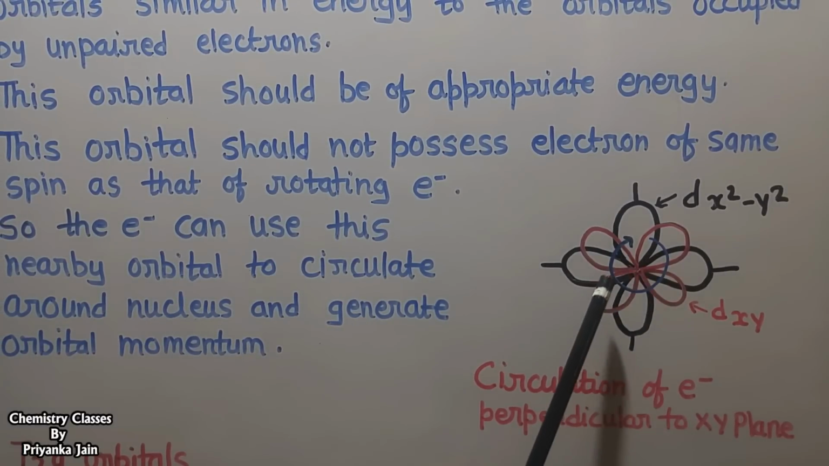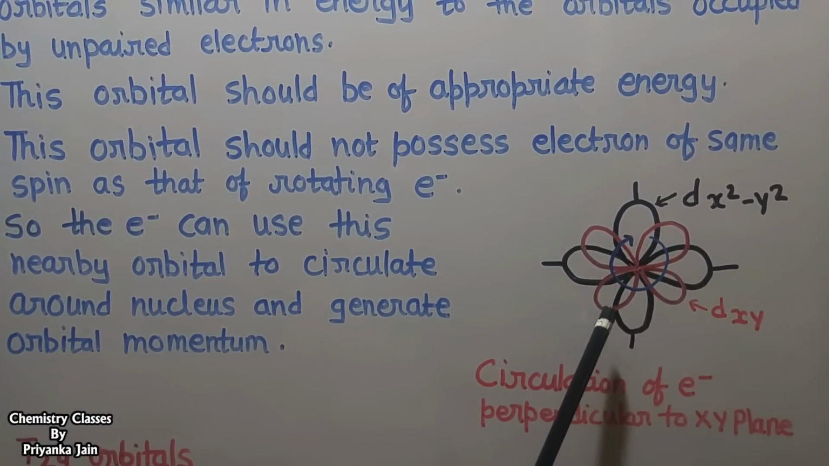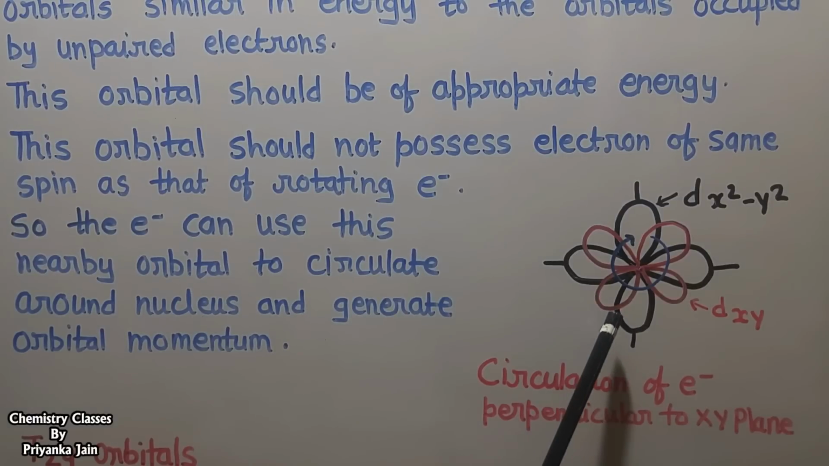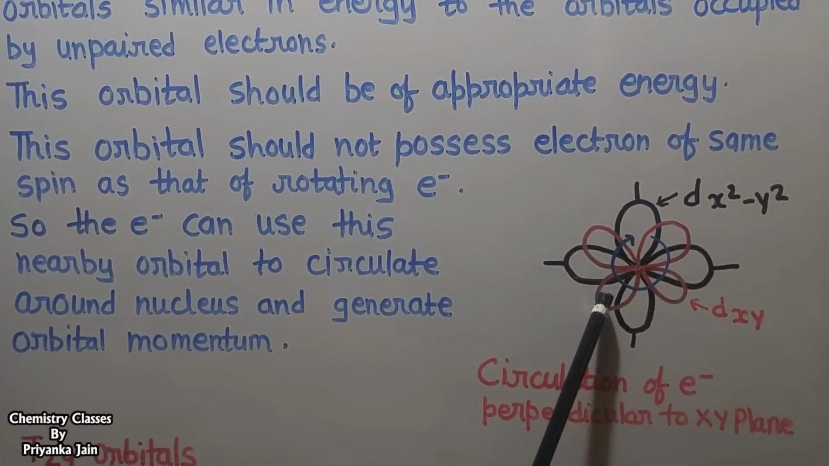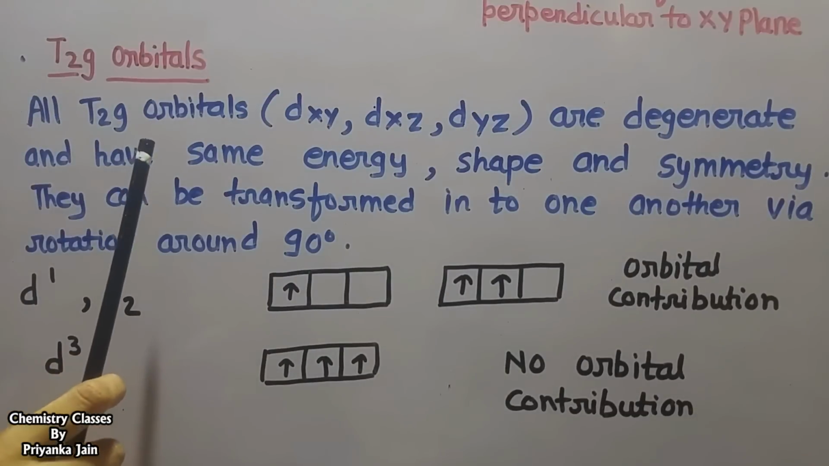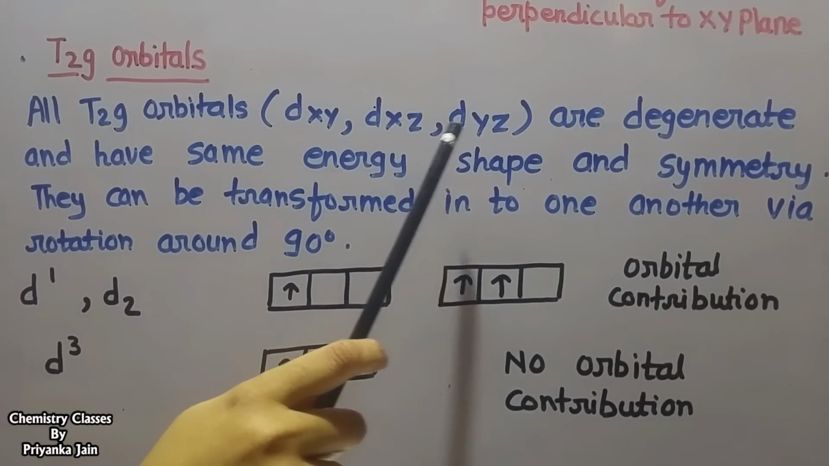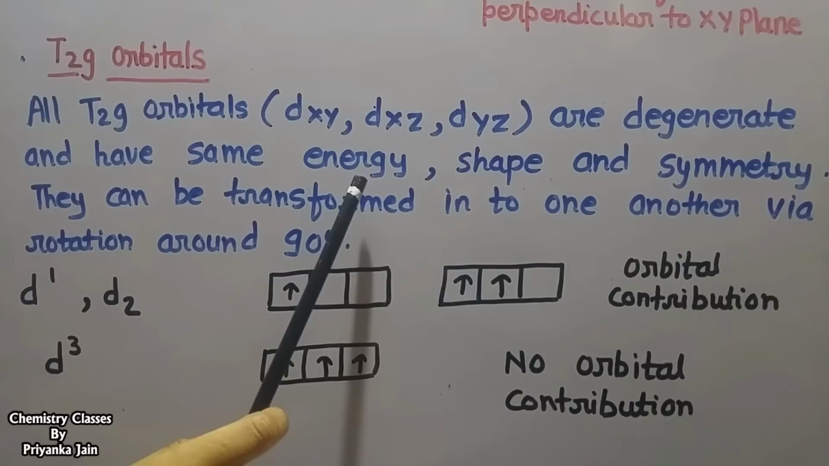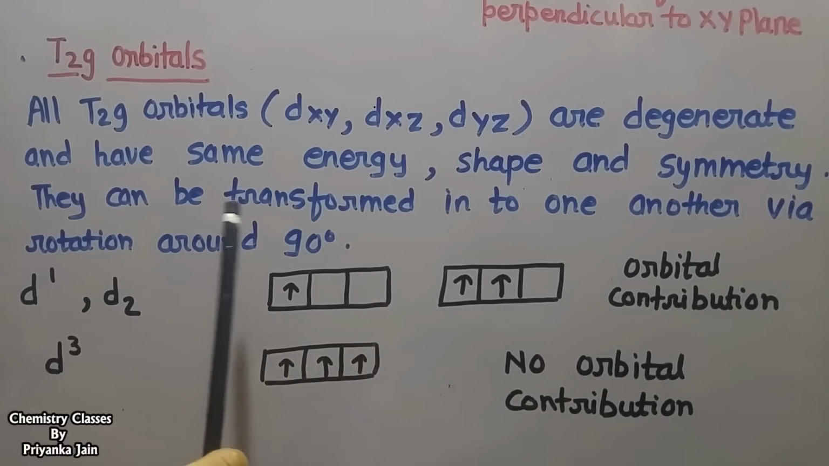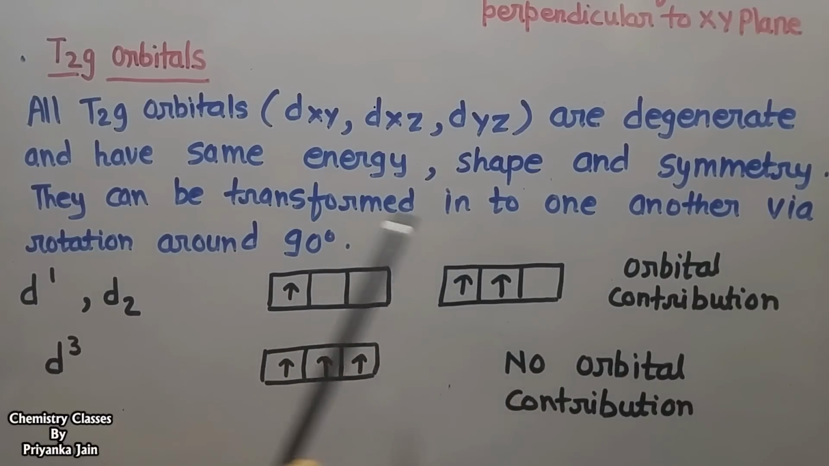This blue colored line shows the circulation of the electron when we apply a field perpendicular to the xy plane, and this orbital should not possess an electron of the same spin, so that this electron can move via this orbital. T2g orbitals: all the T2g orbitals dxy, dxz and dyz are degenerate and have the same energy, shape and symmetry, and they can be transformed into one another by a 90 degree rotation.